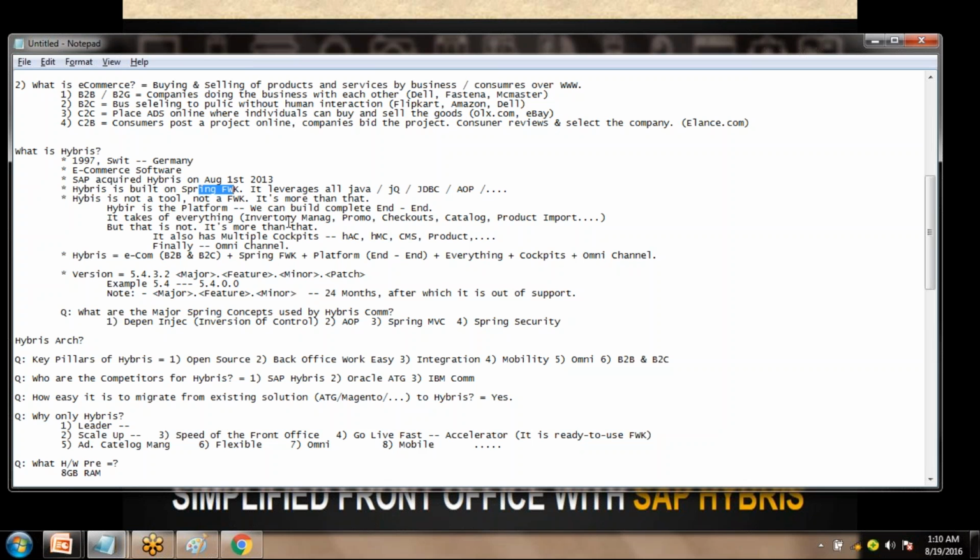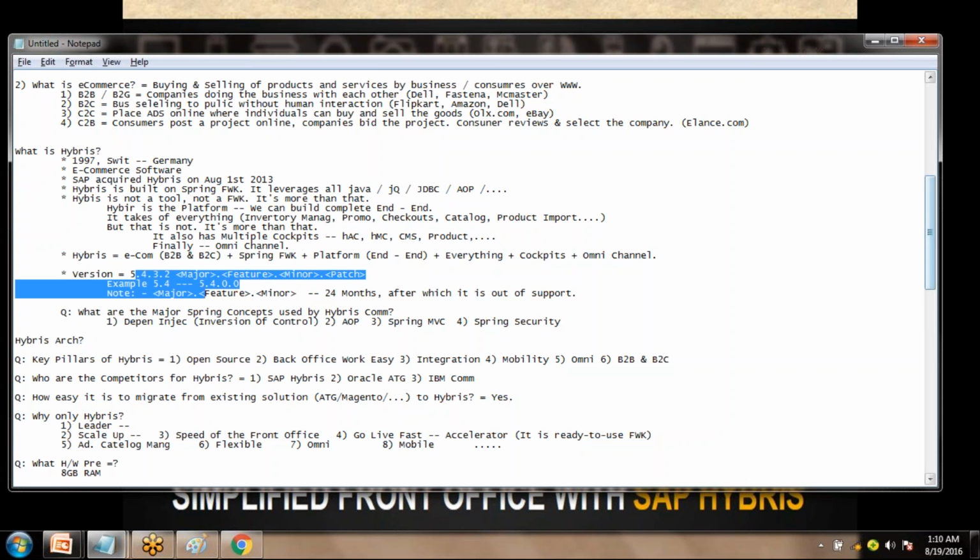Why do we call it a platform? I already defined. It also has cockpits. We can do end-to-end solutions for business. It is an e-commerce for B2B and B2C and so on. So finally, if you want to define Hybris, these are the things you need to talk about. It's e-commerce. It's developed on top of Spring Framework. It's a platform. It does everything. It provides cockpits. It's multi-channel. Then we talked about the Hybris versions.